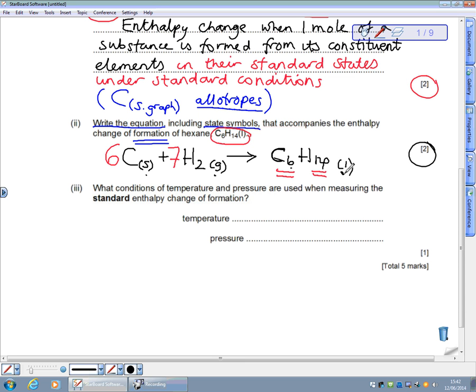What conditions of temperature and pressure are used? We've already stated that in the previous question. The temperature is 298 Kelvin, and that's equivalent to 25 degrees C. And pressure is 100 kilopascals. Again, be careful, Kelvin is in capital letters, pascals is in capital letters because it's a name, but the kilo is in lowercase as it denotes 1,000.